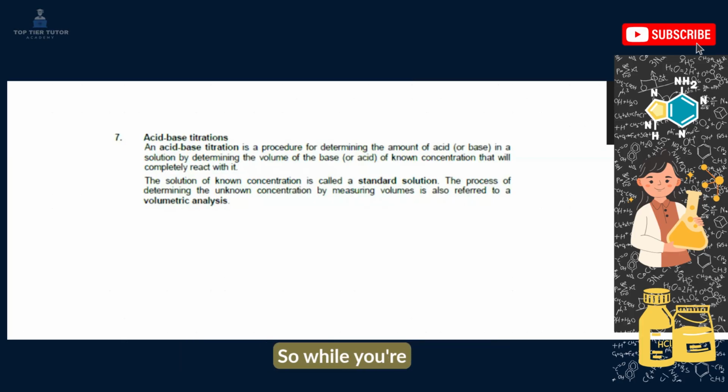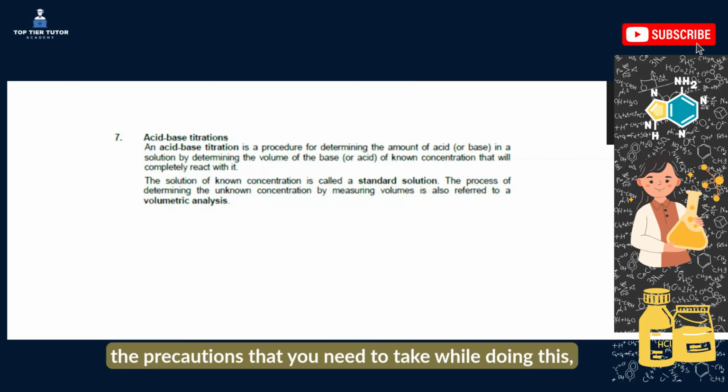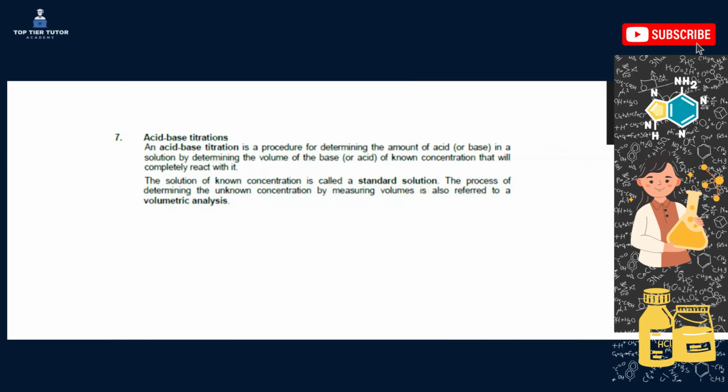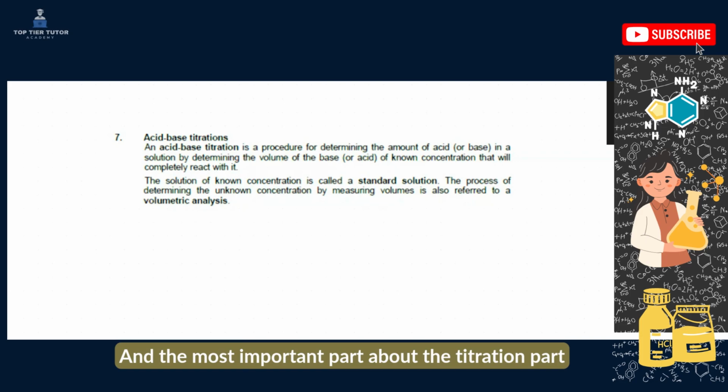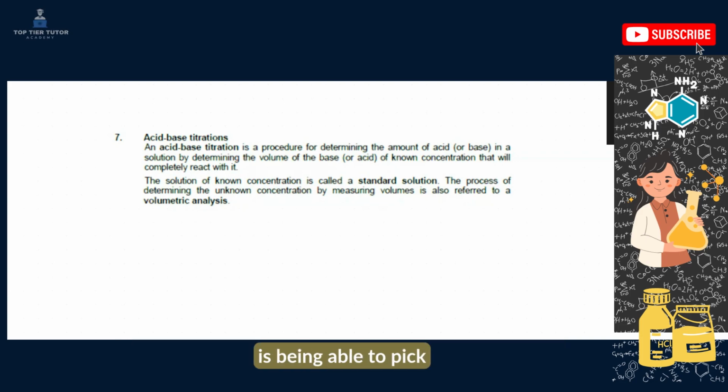While you're studying, take a look at what the experiment for titration looks like. You can go on YouTube and find nice titration videos that tell you about the precautions that you need to take while doing this, and what type of procedures you're going to use. The most important part about titration is being able to pick an indicator. So how do we pick an indicator?